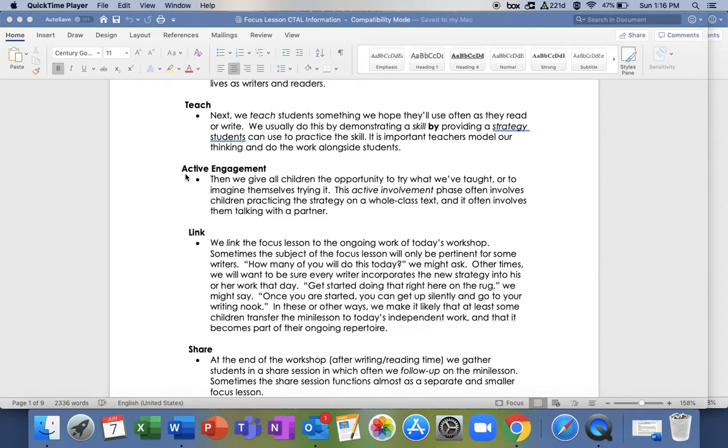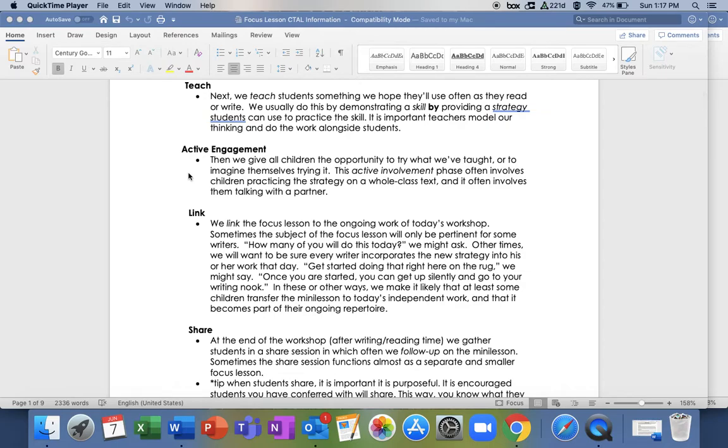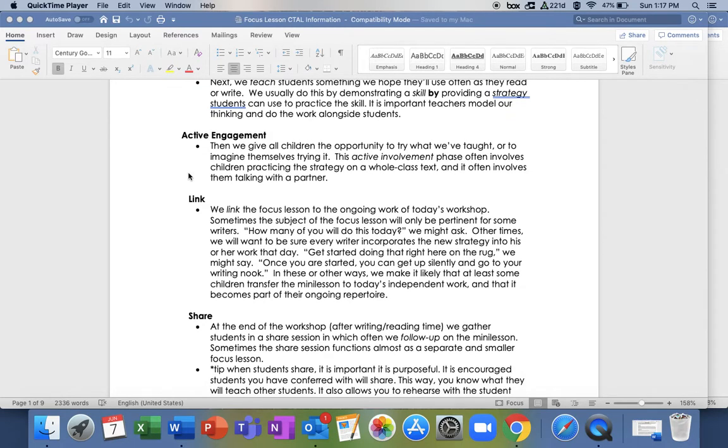The next component of CTAL is the active engagement. This is when we give students the opportunity to try out what we've just taught in the teach. They have time to practice what we have taught them, and it could look a little different. They could actually read something and respond. They could write something. They can turn and talk to a partner. Those are just different ways that students can show their understanding of what was just taught in the teach.